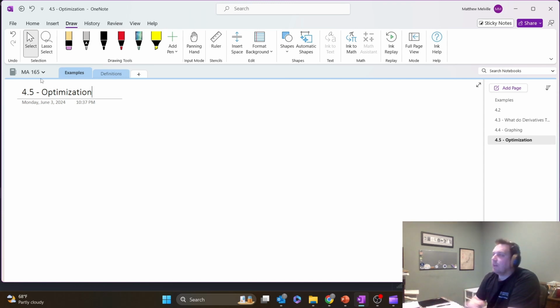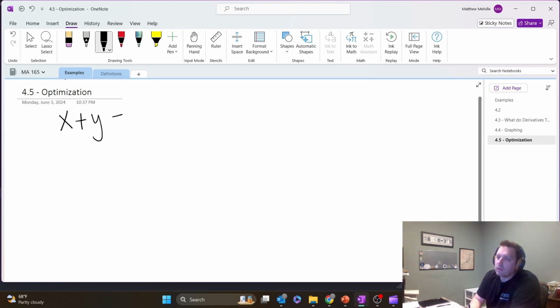And to introduce what optimization is, we're going to come with this problem right here. I want to know what two integers, x and y, that add up to 20 will have the greatest product.